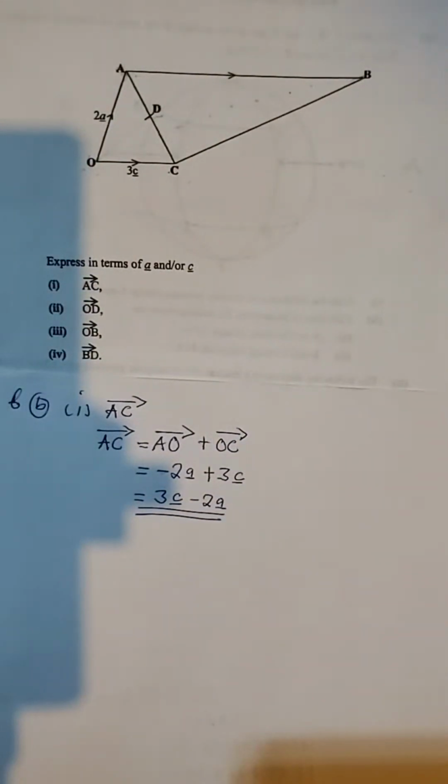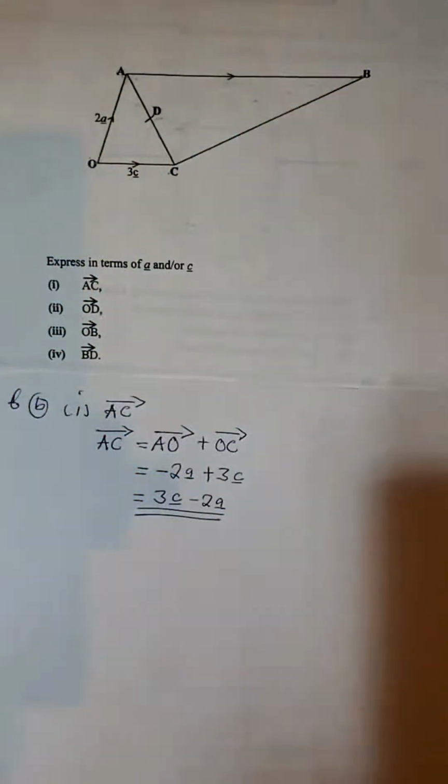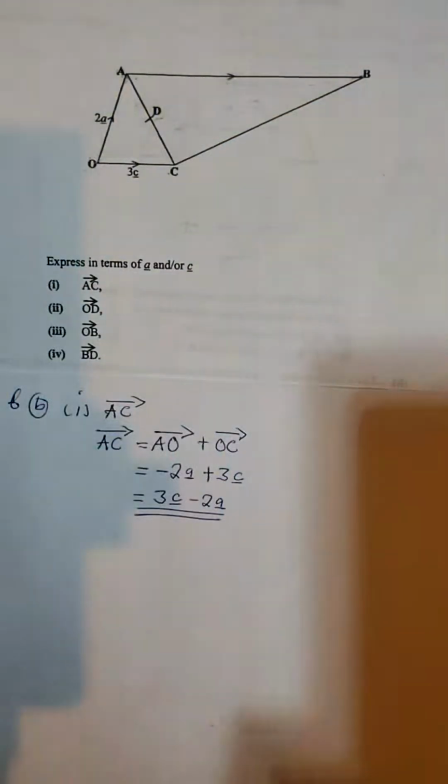So Nicholas made a mistake. Here, this is opposite. OA is positive, AO will be the negative of this vector. Cool. Let's go to question 2.